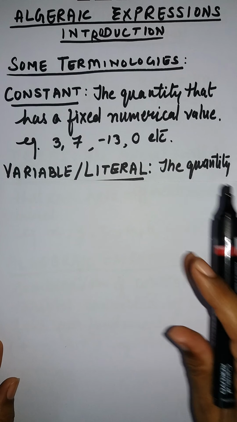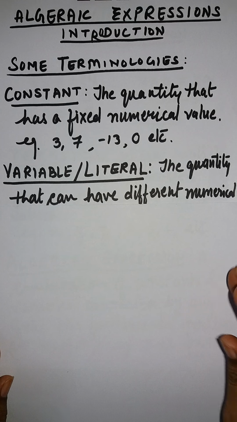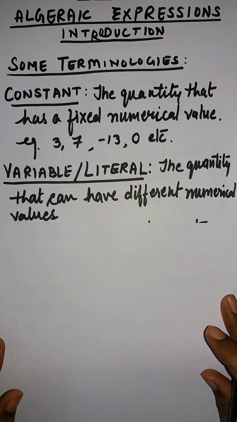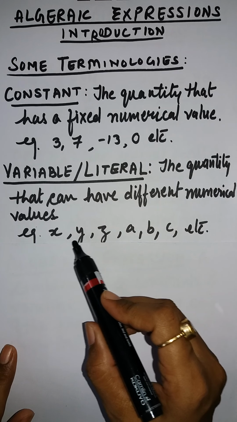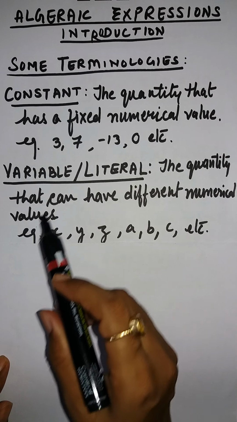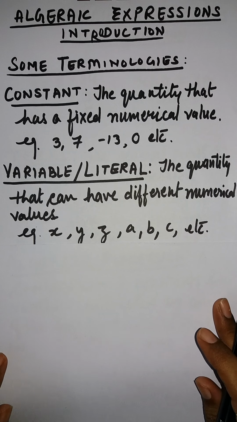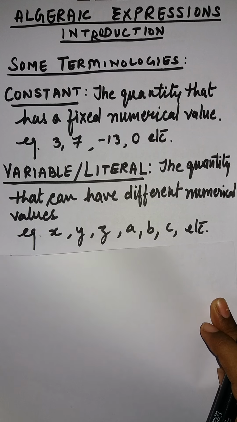Variable or literal: the quantities that can have different numerical values. It means letters x, y, z, a, b, c, etc. These all are the examples of variable, where they can be replaced by any numerical value.